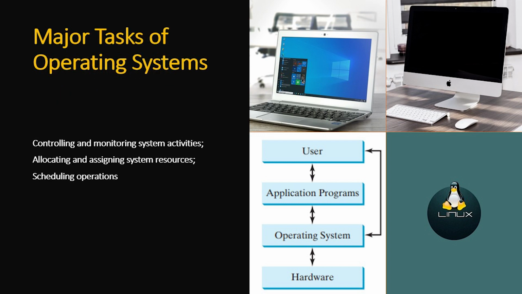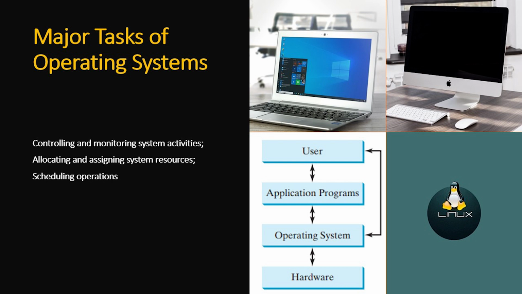The major tasks of an operating system are the following: controlling and monitoring system activities, allocating and assigning system resources, and scheduling operations. Well, what's the task of controlling and monitoring system activities? Operating systems perform basic tasks such as recognizing input from the keyboard, sending output to the monitor, keeping track of files and folders on the storage devices, and controlling peripheral devices such as disk drives and printers.